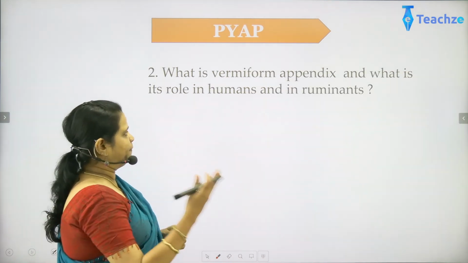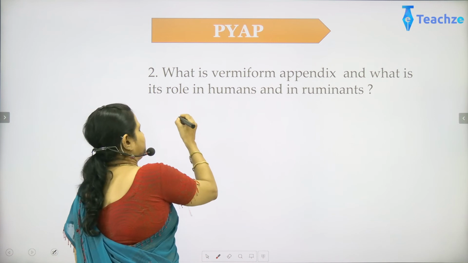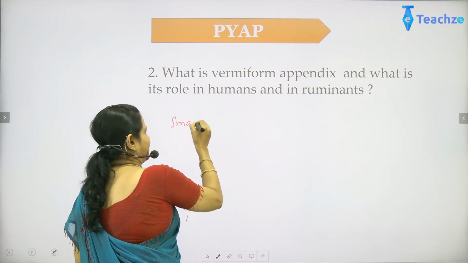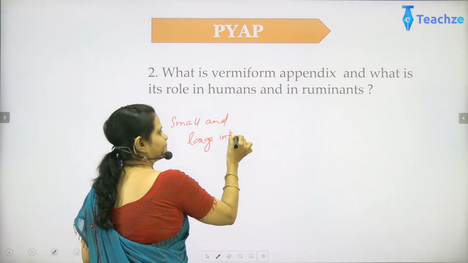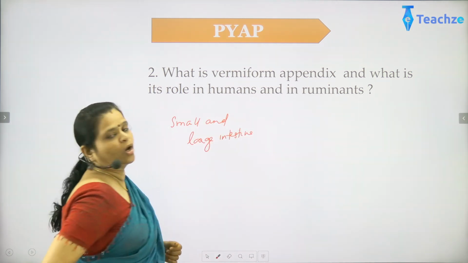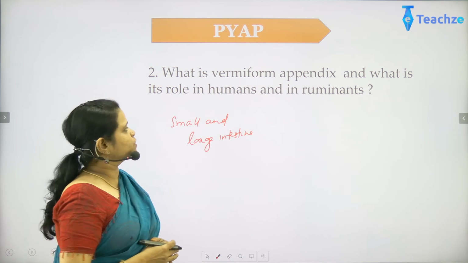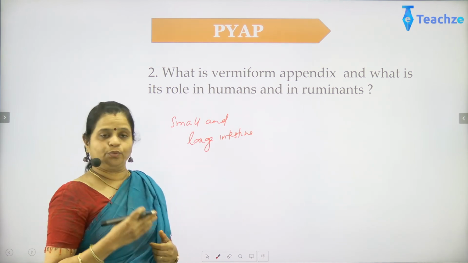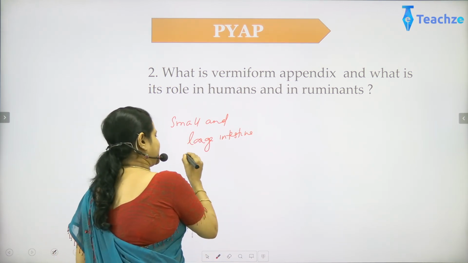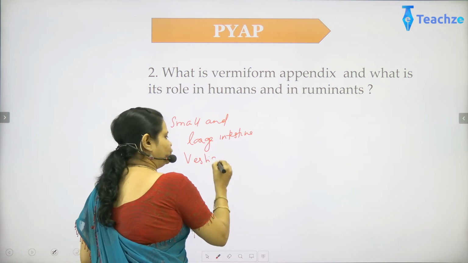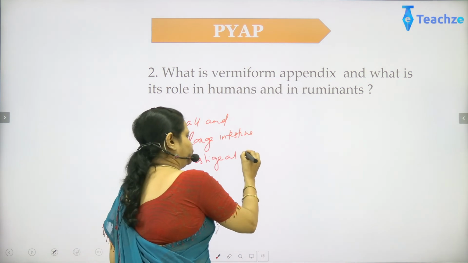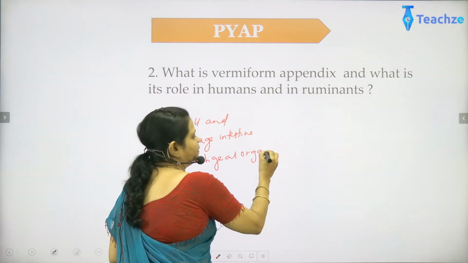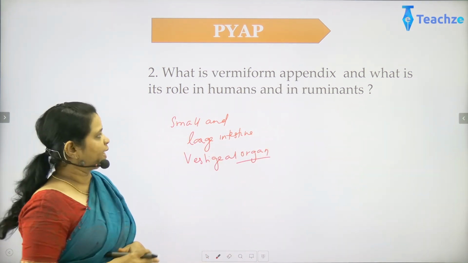What is vermiform appendix? The junction between the small and the large intestine. We'll have a small structure which is called a vermiform appendix, and you can also add that the appendix is a vestigial organ. It is of no use to the human digestive system, so we don't have to do anything with it. But in herbivores, it does harbour these microorganisms.